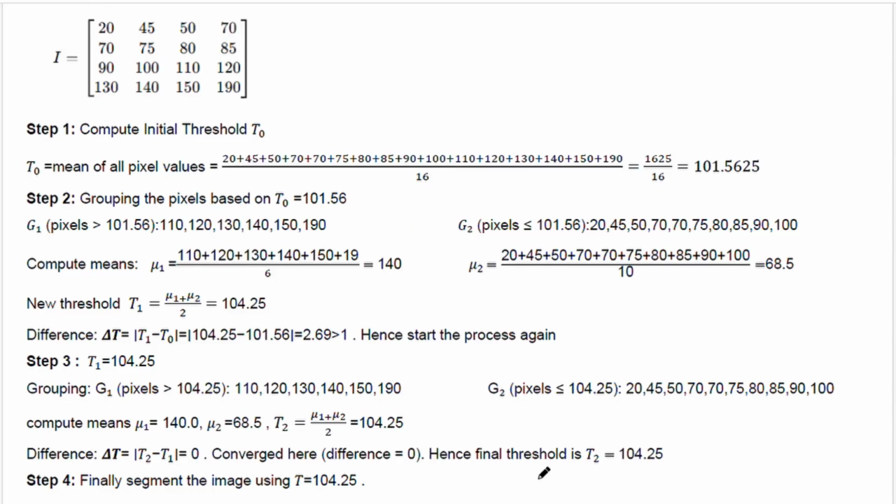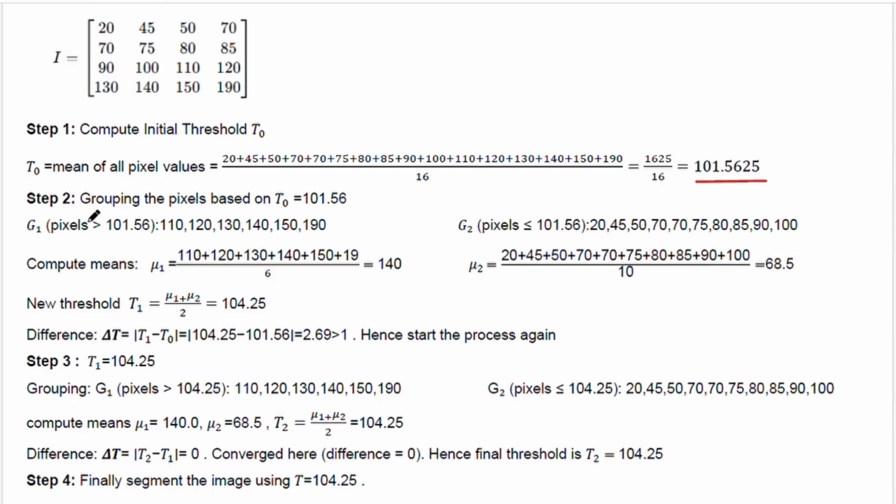Now I'll explain this algorithm by taking an example. This is the 4x4 input image. Compute the initial threshold T0. How to find the threshold? You have to get the average of all these pixel intensities. Sum all those intensities and divide by 16, and you will get 101.5625.